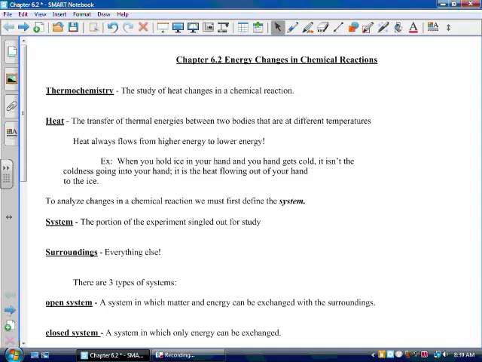It's a very important concept to us because not only is understanding matter transfer important, but understanding heat transfer and energy transfer is just as important. Now, the word heat itself has a lot of misconception. When we think of heat, we tend to think of a fireplace or a stove. Heat, the general term, is the transfer of thermal energy between two bodies that are at different temperatures. Heat always flows from higher energy to lower energy.